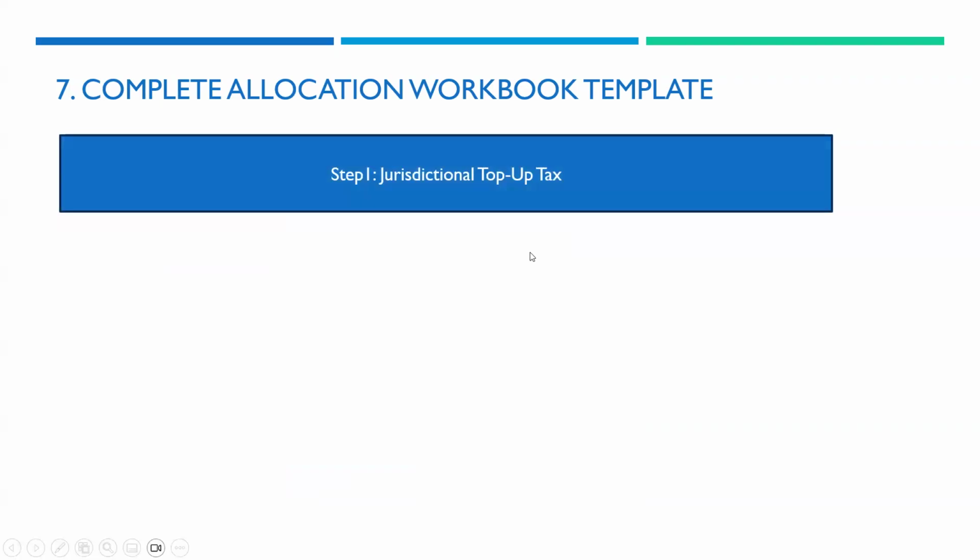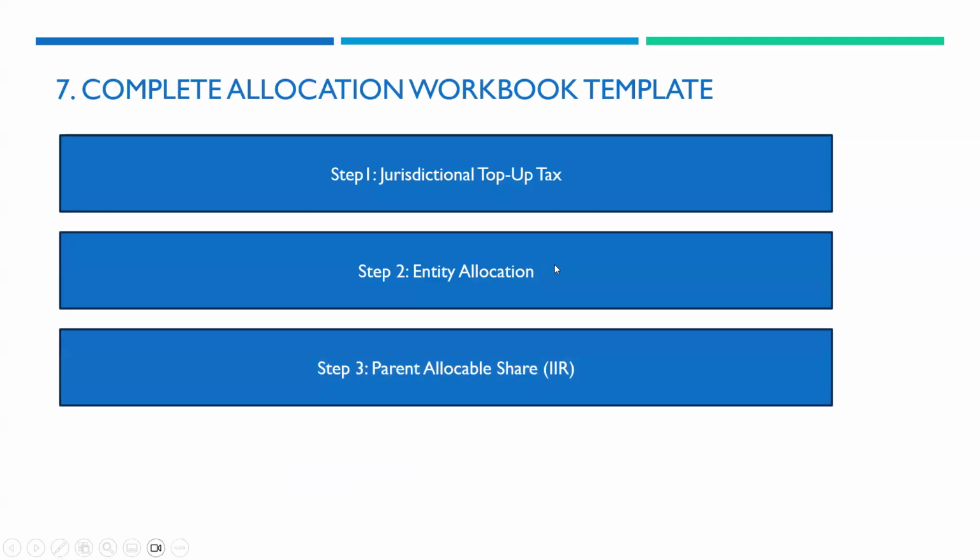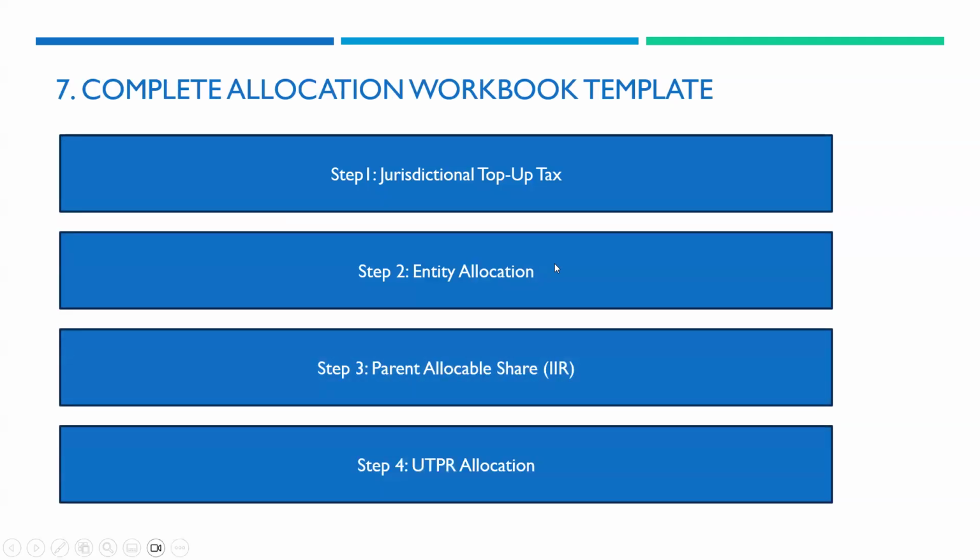So let's understand, the complete allocation workbook is, first, you have to find jurisdictional top-up tax. Then you have to allocate it to an entity. Then there is parent allocable share. And then there is allocation of UTPR. This is how the charging mechanisms would apply. My guys, this is the grand finale of connecting all the things we learned over the course of the last week.